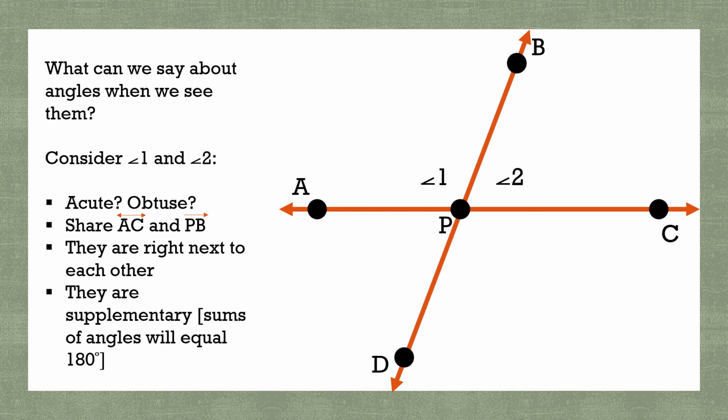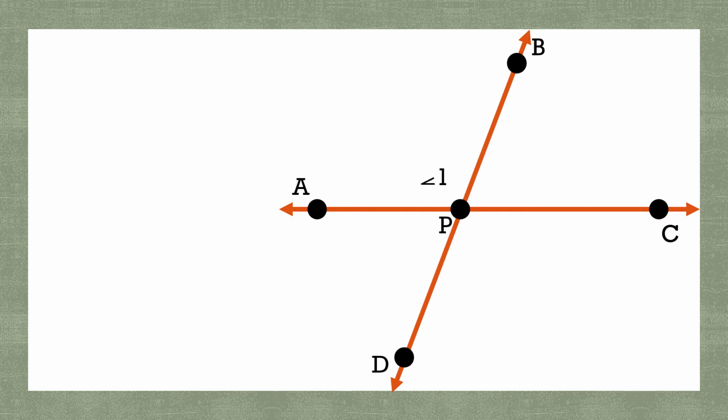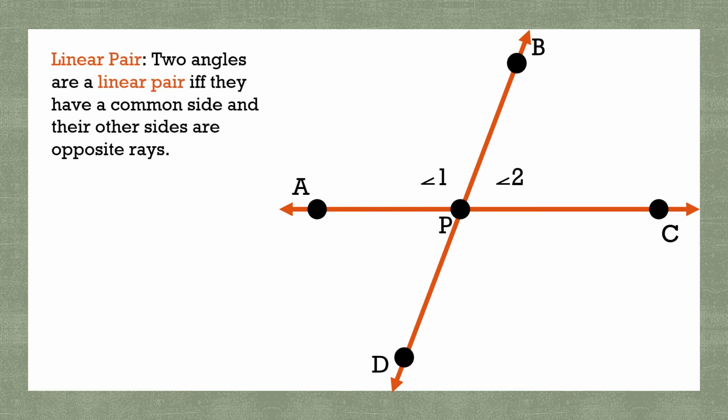Also, they're right next to each other and they sit on this straight line, which means they're going to be supplementary angles, or their sums are going to equal 180 degrees. So looking at angles 1 and 2 bring us to an important definition, which is called linear pair. Two angles are a linear pair if and only if they have a common side and their other sides are opposite rays. So that sounds kind of complicated.